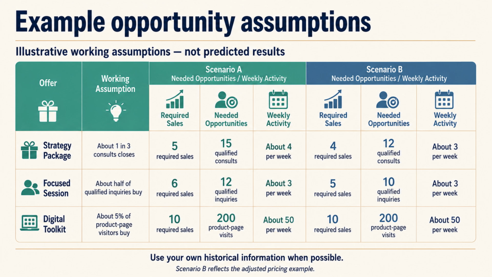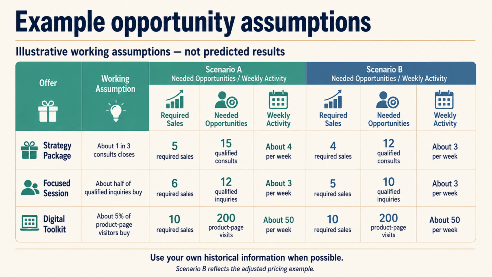Suppose the business typically closes approximately 1 out of every 3 qualified strategy package consultations. To produce 5 sales, the working plan may need approximately 15 qualified consultations during the month. That is roughly 4 consultations per week. Suppose about half of the qualified people who inquire about a focused session purchase one. To produce 6 sales, the business may need approximately 12 qualified inquiries, or about 3 per week.